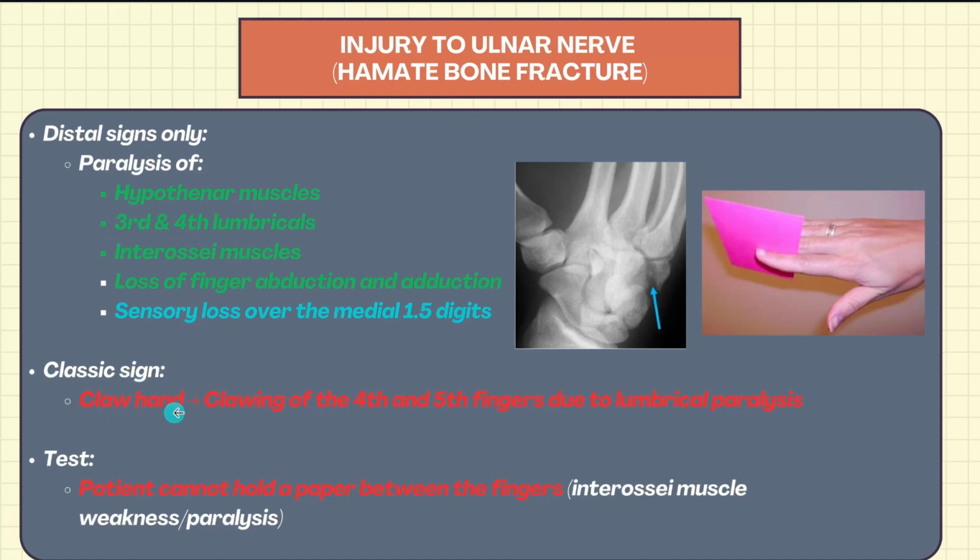The classic sign is going to be a claw hand, and the test is you ask the patient to hold a piece of paper between his index and middle finger. If the patient cannot do that, that means his interosseous muscles are weak.